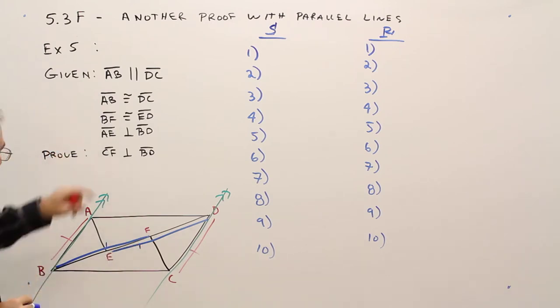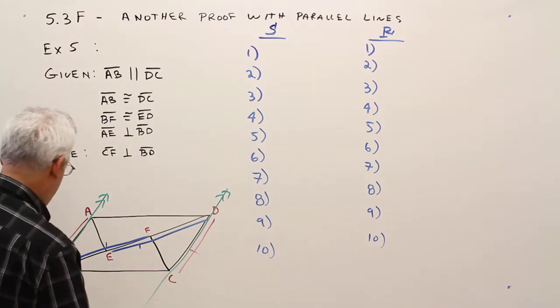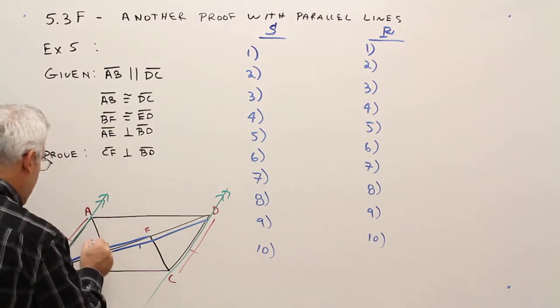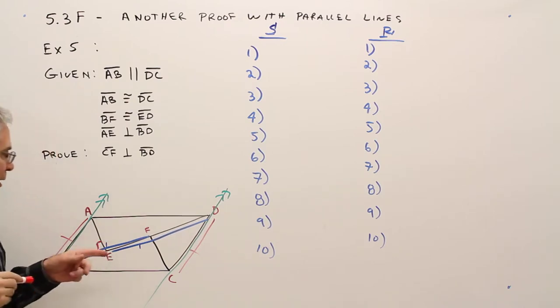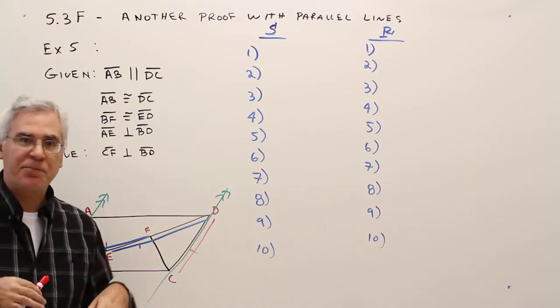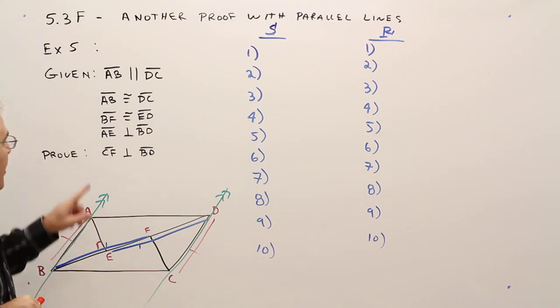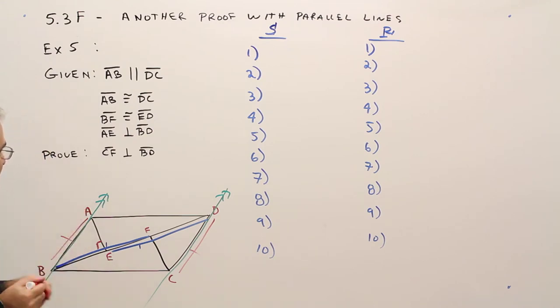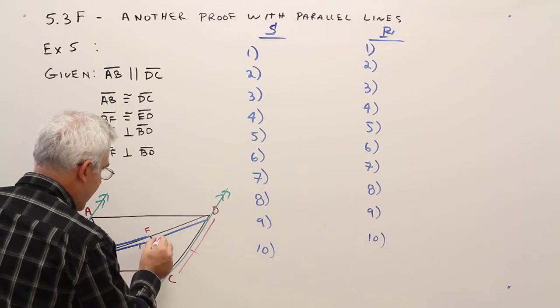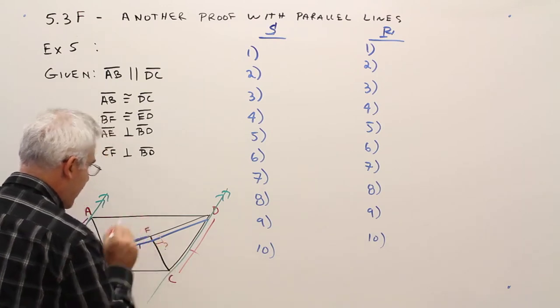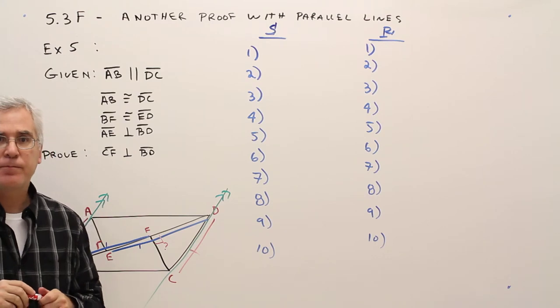AE is perpendicular to BD. You can put the right angle mark on either one, but I'll just put it there for now. All right, I want to try to prove that CF is perpendicular. I'll try to get that to be perpendicular right there.